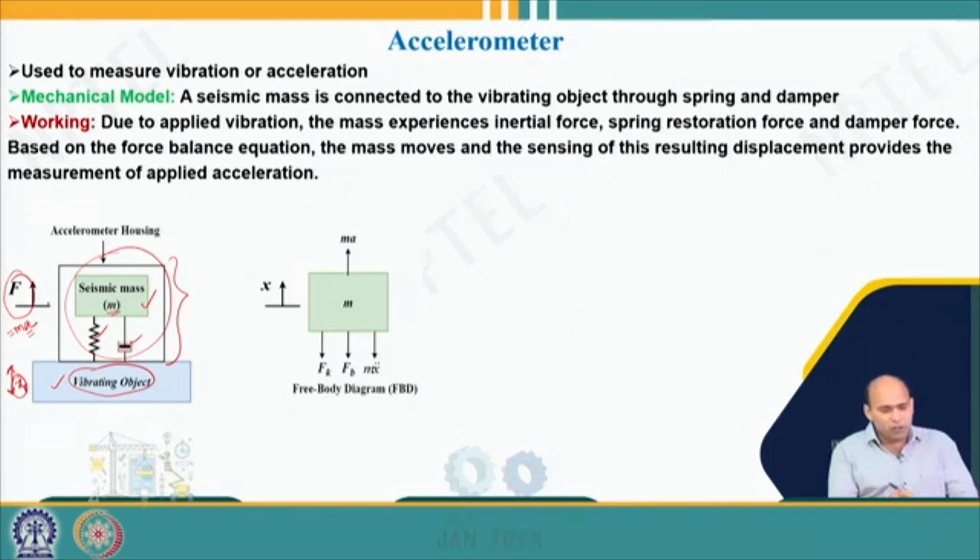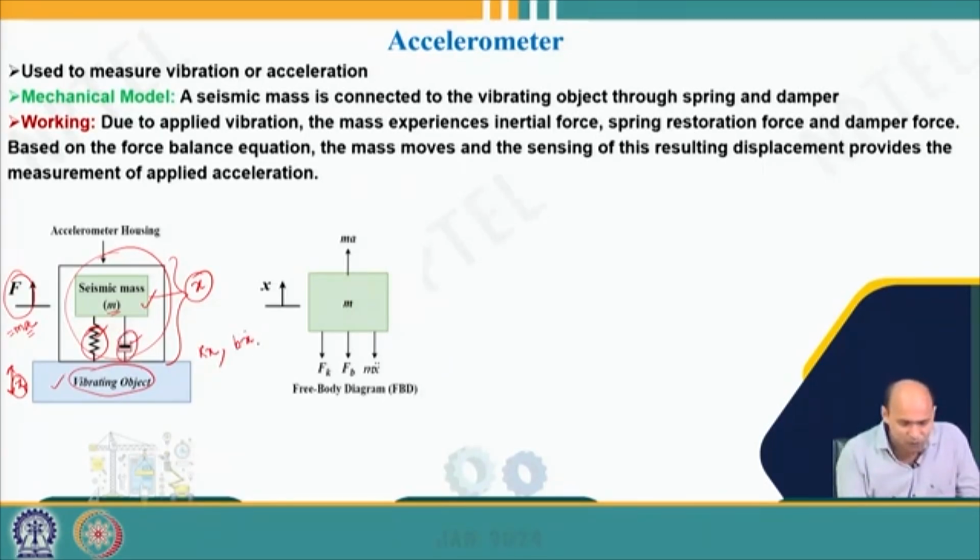Displacement of what? Displacement of the seismic mass, isn't it? So, in this case, when the accelerations or the vibrations are applied to this acceleration sensor, you can understand that x is the resulting displacement of the mass, and because of that displacement I will have 3 more forces. One is the spring restoration force, that is simply k into x, right? Then you have the damper force, that is b into x dot, and one more force, that is your inertial force m x double dot.